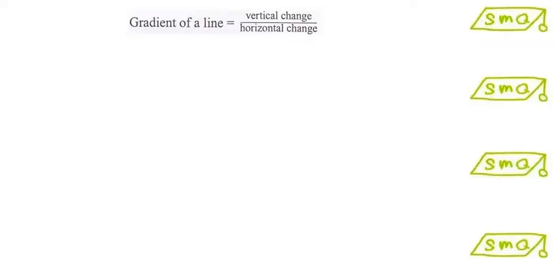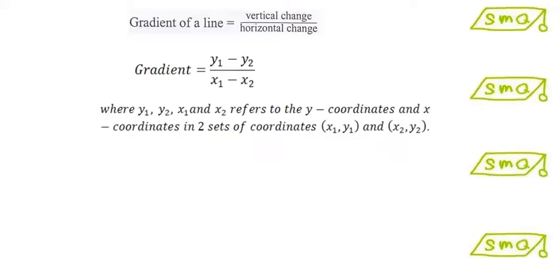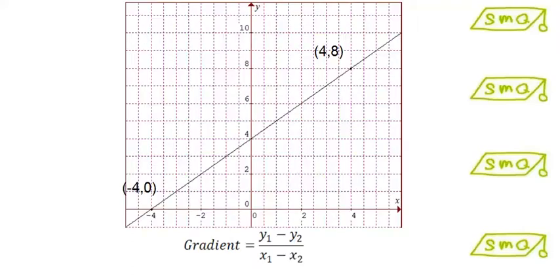Given that the gradient of a linear graph is the ratio of the vertical change to the horizontal change, we can calculate the gradient by taking y1 minus y2 divided by x1 minus x2, where y1, y2, x1, and x2 refer to the y coordinates and x coordinates in two sets of coordinates (x1, y1) and (x2, y2). For example, in this graph, we have two coordinates, (-4, 0) and (4, 8). To calculate the gradient, we can use this formula.